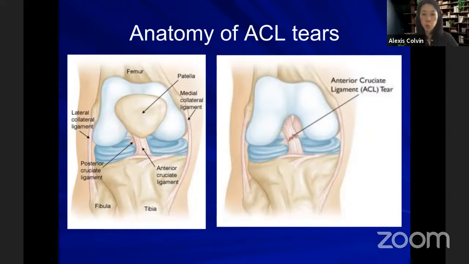There's a disconnection in the ACL. It's almost like a rope that's there. It can tear in the middle, like in that picture, but it can also tear off the femur, which is where it attaches up top, or it can tear off the tibia, which is the bone it's attached to on the bottom.